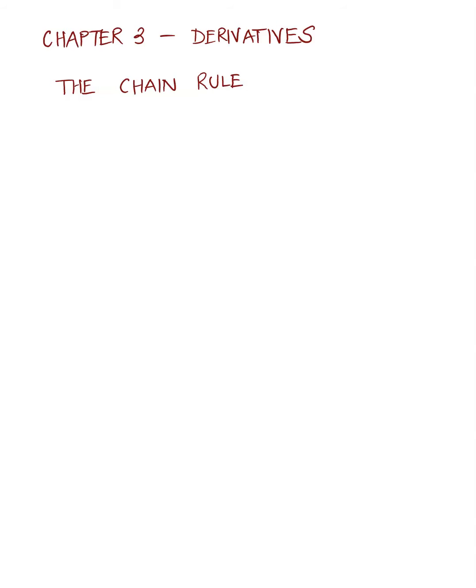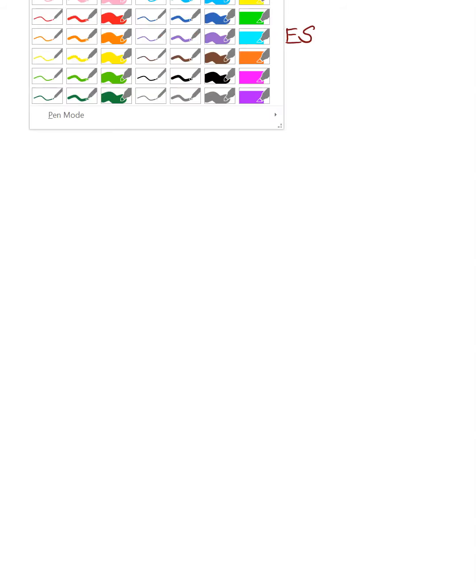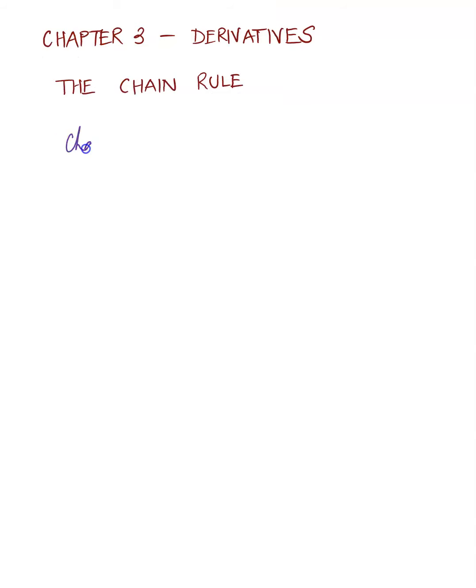Hello class, welcome again to Chapter 3, Derivatives. The focus here would be chain rule. Chain rule, as the name says, is something like a chain connection. Right? And we can say that the chain rule is derived from the idea of composition of functions.